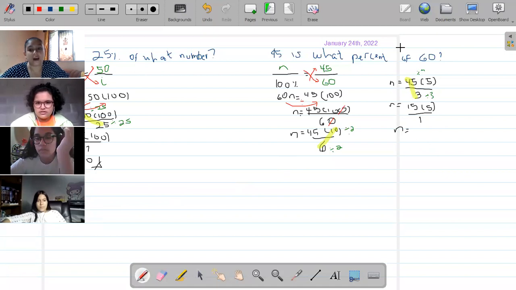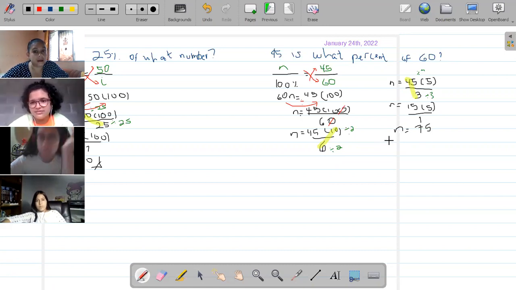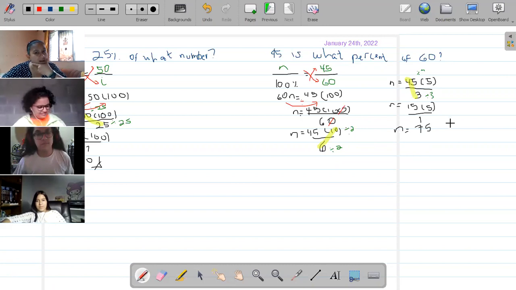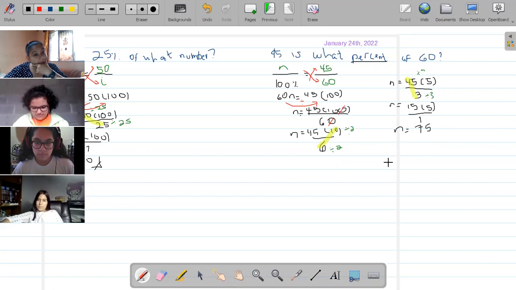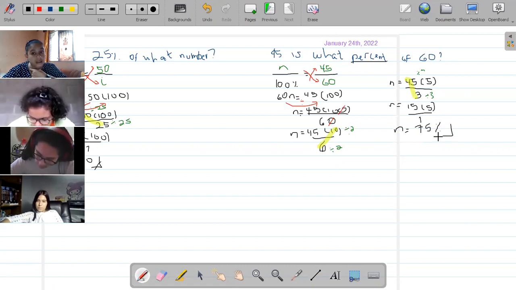75. 75 over 1. Do I need the 75? I mean, do I need the 1? All right. You need the 75, but not the 1. But this is 75 what? What were we looking for? For a percent. So this has to be 75%. This one needs the percent symbol in your answer.